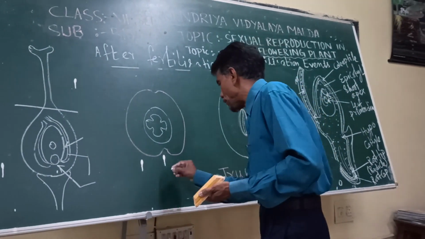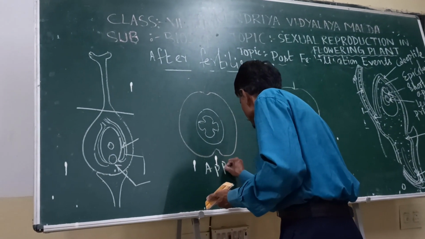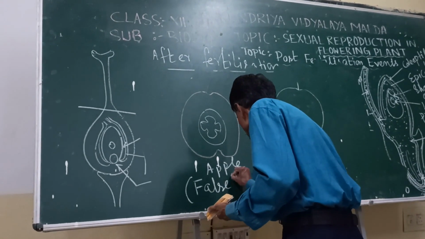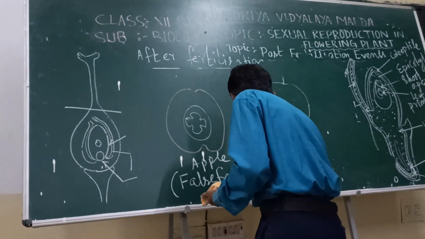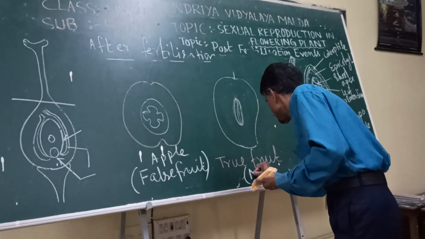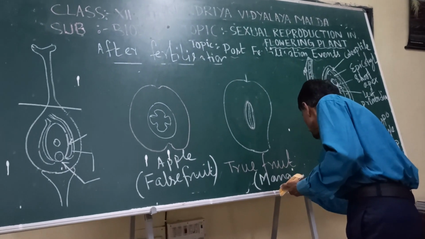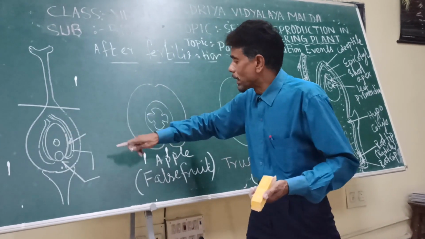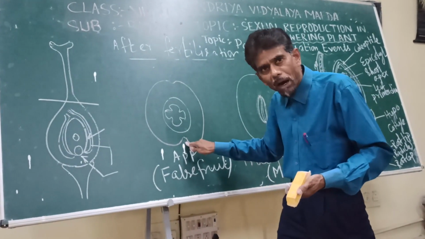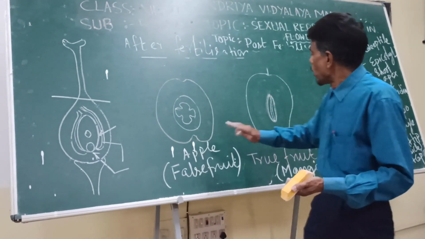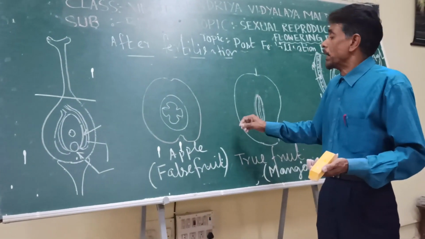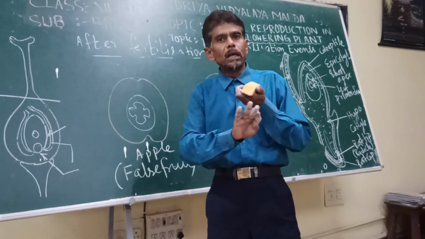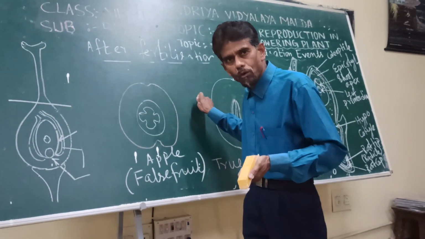This type of fruit, apple, we call false fruit. It is mango. So why is it called false fruit? Because not only the ovary but the thalamus part is also taking part in fruit formation. Now whatever be the case, the apple or mango, the fruit is the post-fertilized ovary, irrespective of the type of fruit.